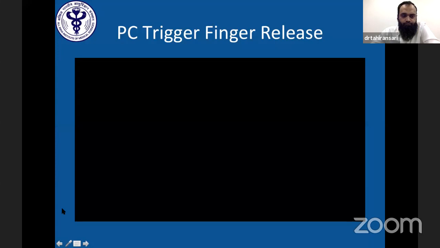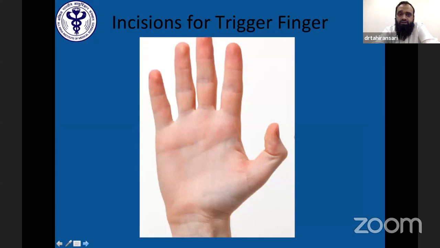If we are planning for trigger finger open surgery, then we must know the incision. We can use a longitudinal incision, and for the thumb, a transverse incision. For fingers we can also use a transverse incision. But we must remember that the MCP joint for the index finger is a little proximal. So if you are doing a transverse incision in the index finger, be careful: you should not place the incision distally. And for the middle, ring and little fingers, the distal palm crease can be utilized.